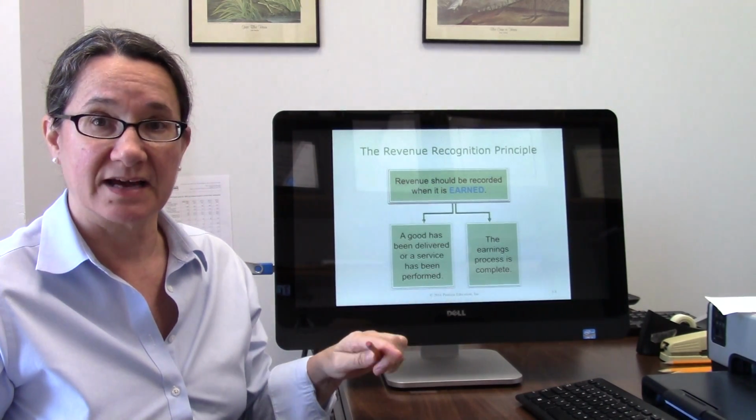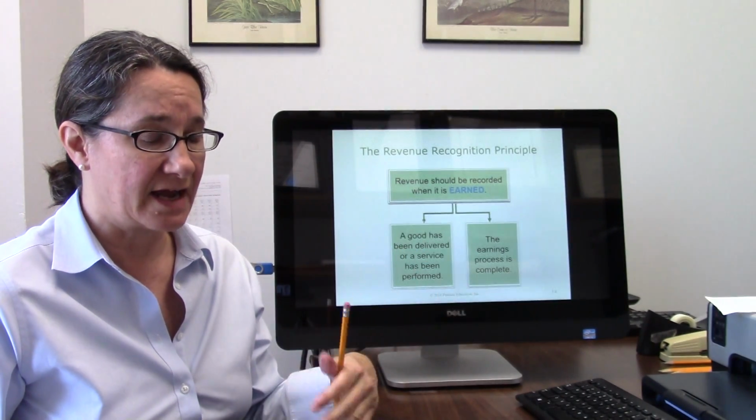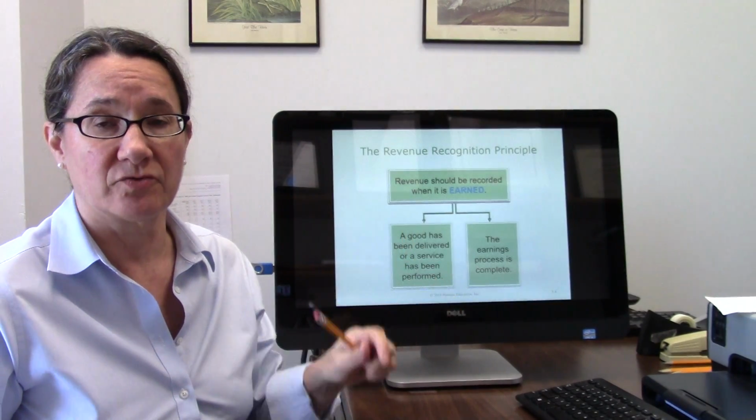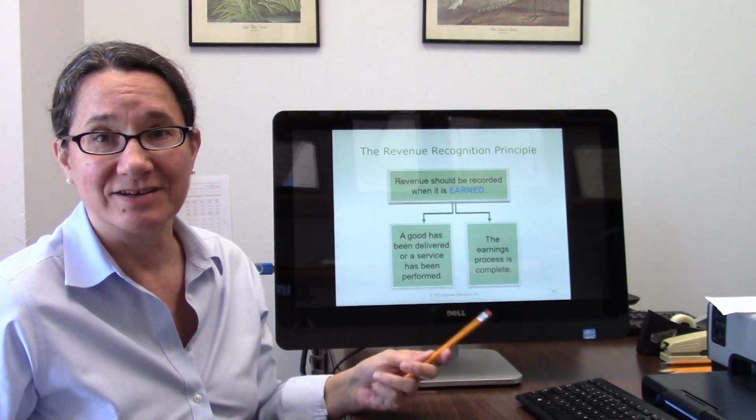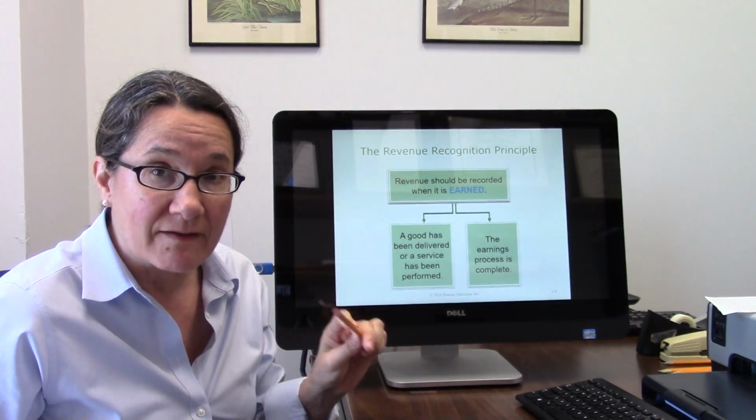Now, did you put the cash on the books? Sure. When you got that cash, you put it on the books, you called it unearned revenue, right? So you needed to do something with the cash, right? But it's not revenue.